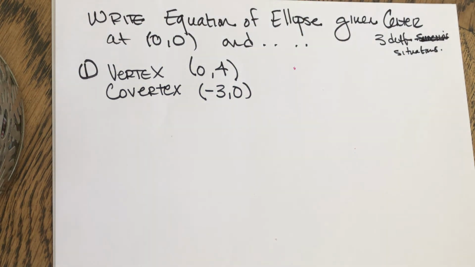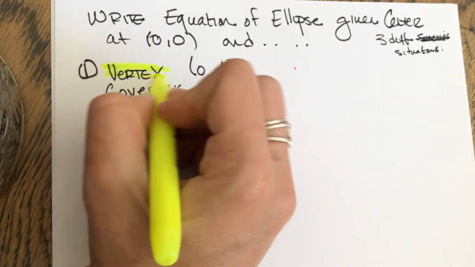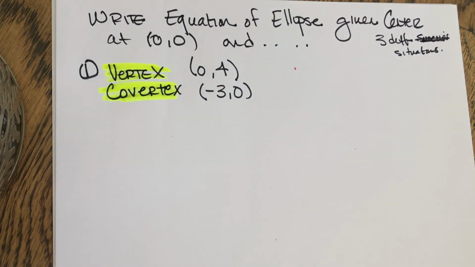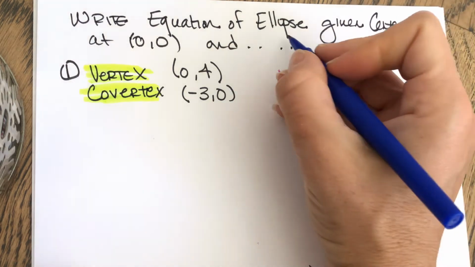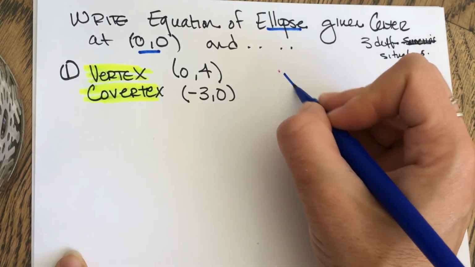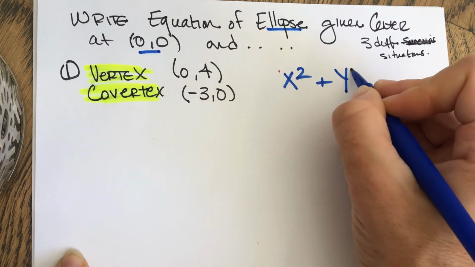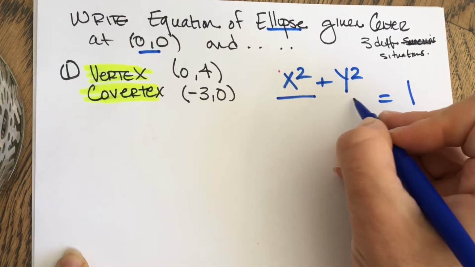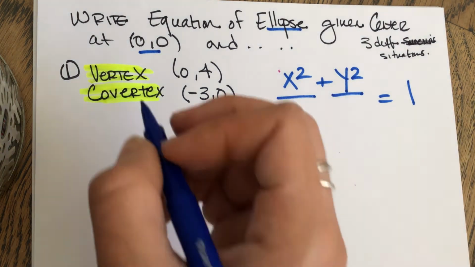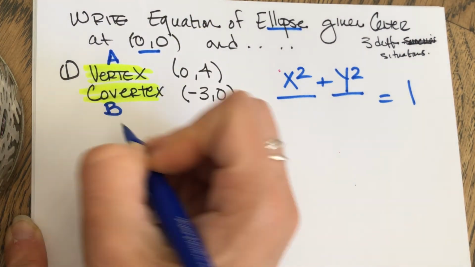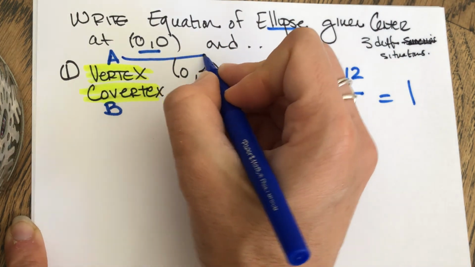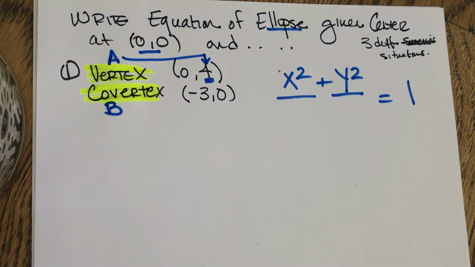So here is our first scenario. I'm giving you the vertex and the co-vertex. Okay, so how do we write this? Well, why don't you right away start writing? An ellipse, when your center's at the origin, is x squared over something plus y squared over something equals 1. Watch how easy this is. Now, our vertex, what letter is the vertex? Your A. Co-vertex is B. Well, where is the A? The A is in the Y spot.